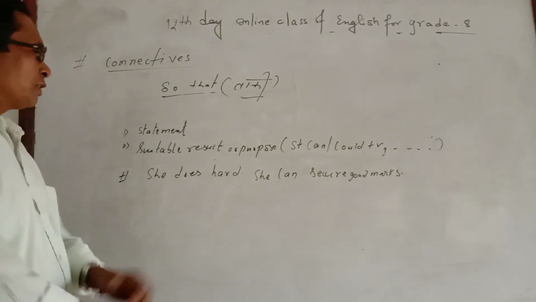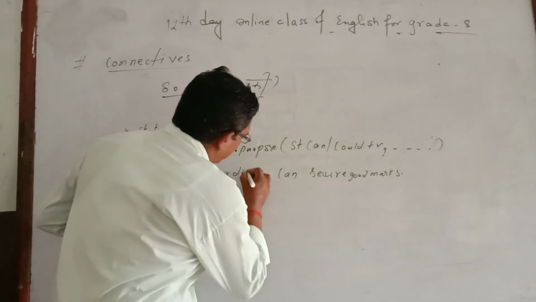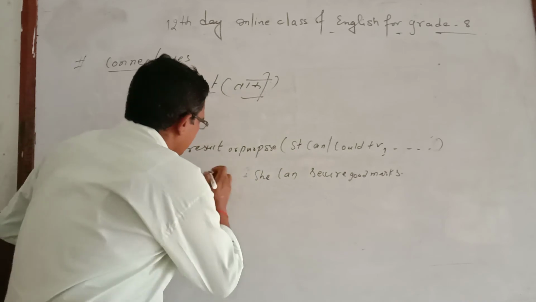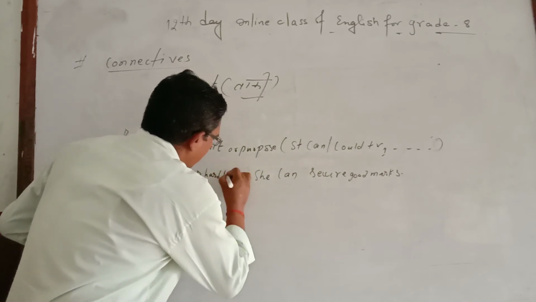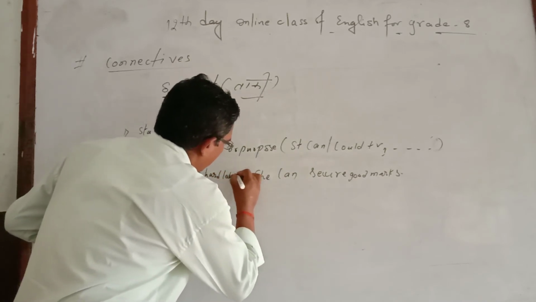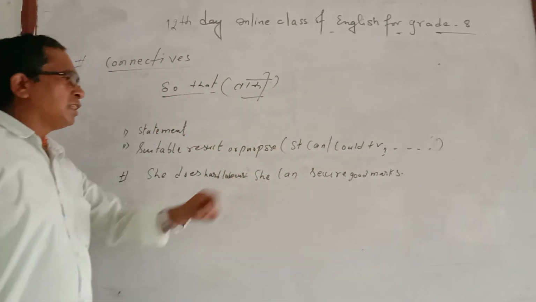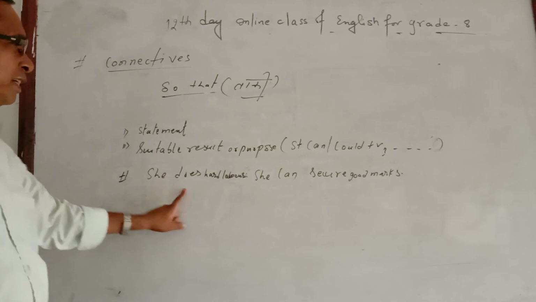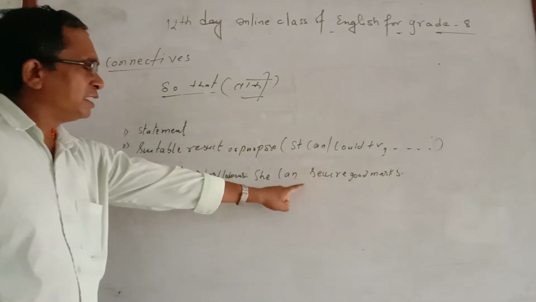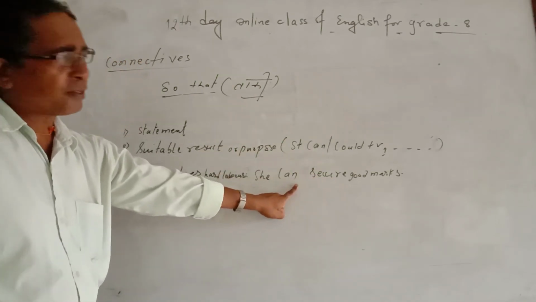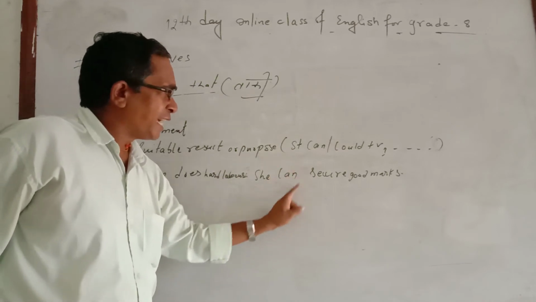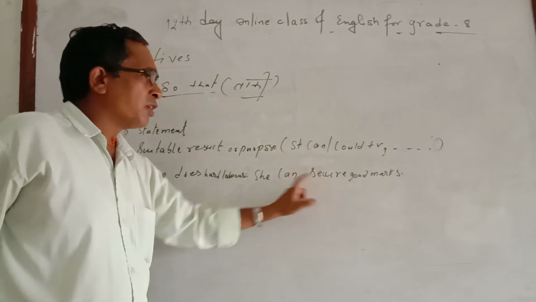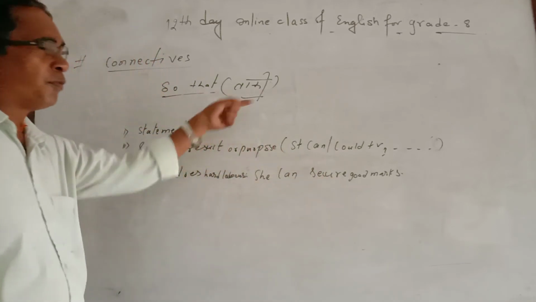Why does she do hard labor? Sorry for this. She does hard labor. Why does she do hard labor? To secure good marks. So here is a statement and the result is here. But you see in this result there is a sentence pattern: after the subject there is "can" V1. If there is no "can" V1 or "could" V1, then you can use "so", "therefore", "that's why".